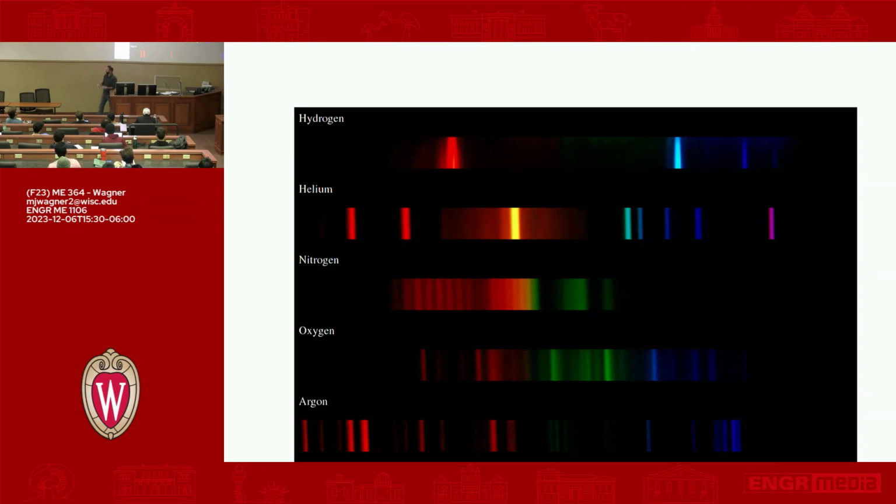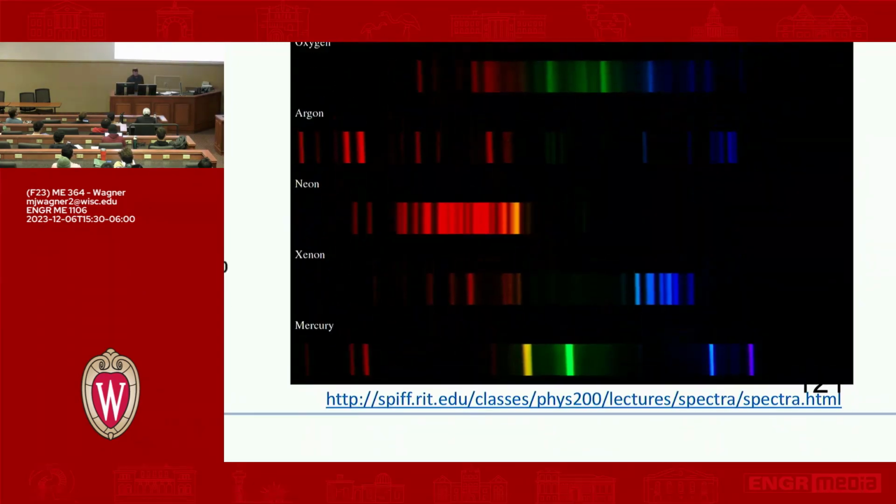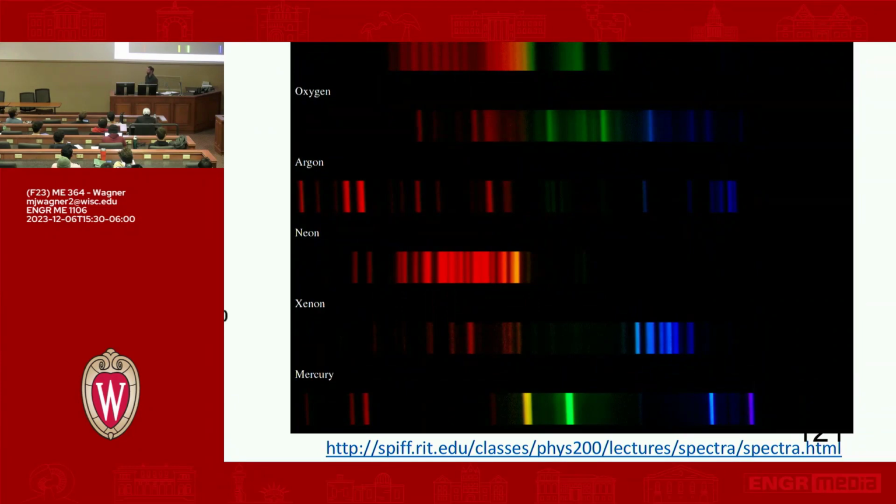As you start going up, helium, you get more states, right? It's a more complex atom. Nitrogen is even more complex, oxygen, right? And you start seeing these patterns emerge. If you go down to other things, neon, xenon, mercury, right, you just see how they all play out. So this is kind of interesting, but this is where the emissive properties arise from.